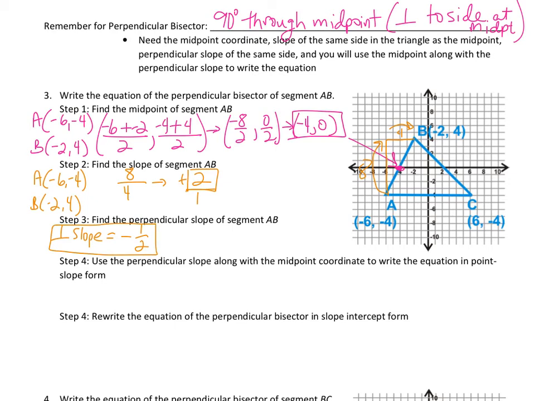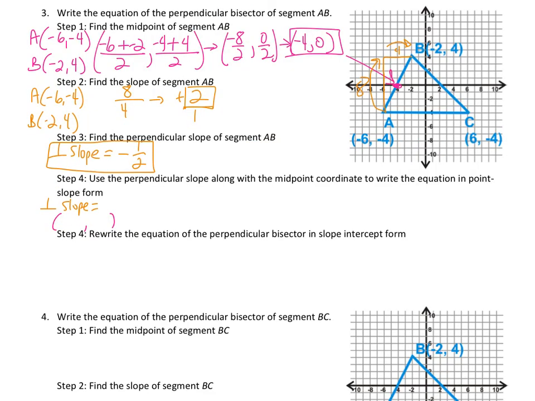We now need to write the perpendicular slope along with the midpoint coordinate, because those are the only two things we know from our definition up here. It goes through the midpoint, and it has to be perpendicular to that side. So we need the perpendicular slope and our midpoint to write the equation of our perpendicular bisector. Our perpendicular slope then, remember, is -1/2. Our midpoint was the -4, 0. And now I want you to write your equation in point slope form for that equation.